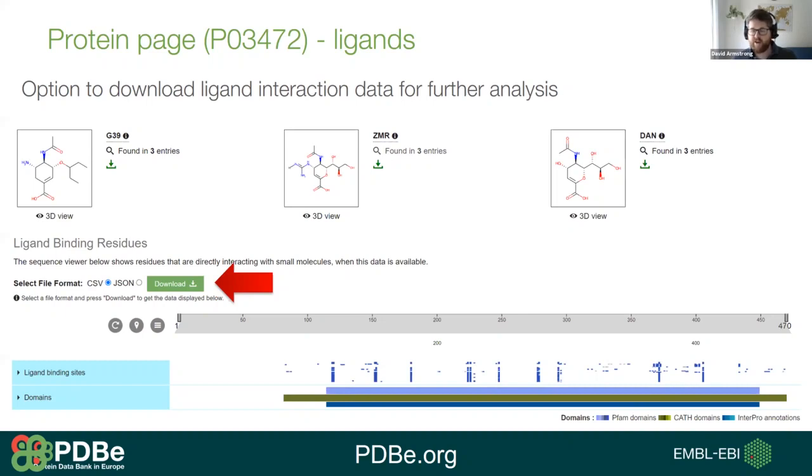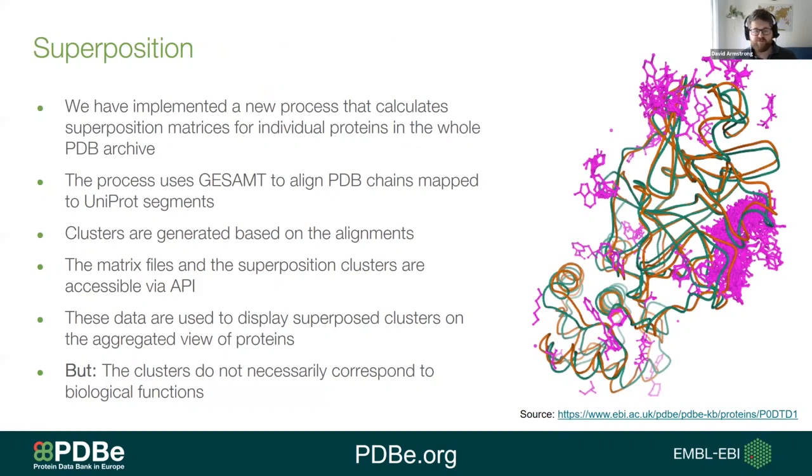I wanted to also highlight another section of the protein page, which is related to superposition. We have created a process that for each protein in the PDB, we superimpose all the copies of that protein in the PDB onto each other using a program called Gesamt. It aligns these chains and clusters them based on their similarity. So we can highlight where there are distinct structural clusters based on slightly differing structures in the PDB.